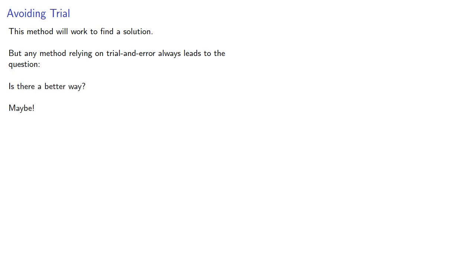Now this method will work to find a solution, but any method relying on trial and error always leads to the question, is there a better way? Maybe, but for that we'll have to develop more math.